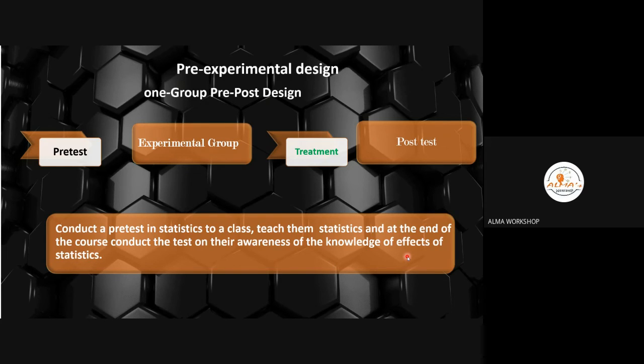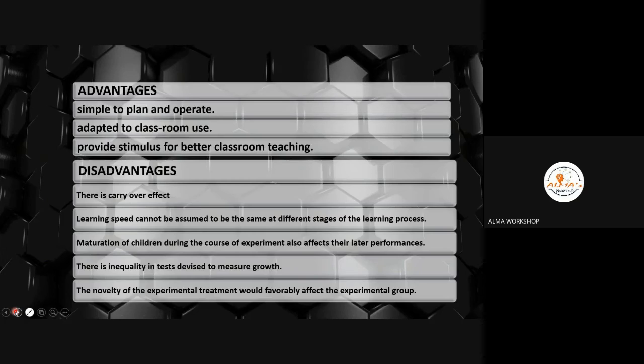That's it, girls. In your research design, you can have your own treatment. The treatment can vary. I have given only statistics or calculus or like that. You can have your own treatment and do your one group pre-post design. But remember, pre-experimental design is a poor design. Okay. Next, what are the advantages and disadvantages?